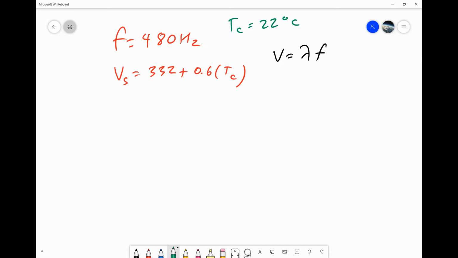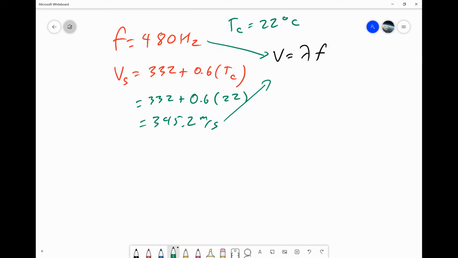So if I go ahead and plug this into my equation, I'm going to end up with 332 plus 0.6 times 22. And what you're going to see is the answer is equal to 345.2 meters per second. We now have two pieces of information that we can plug into our equation here. So therefore we're going to end up with 345.2 is equal to wavelength times 480.